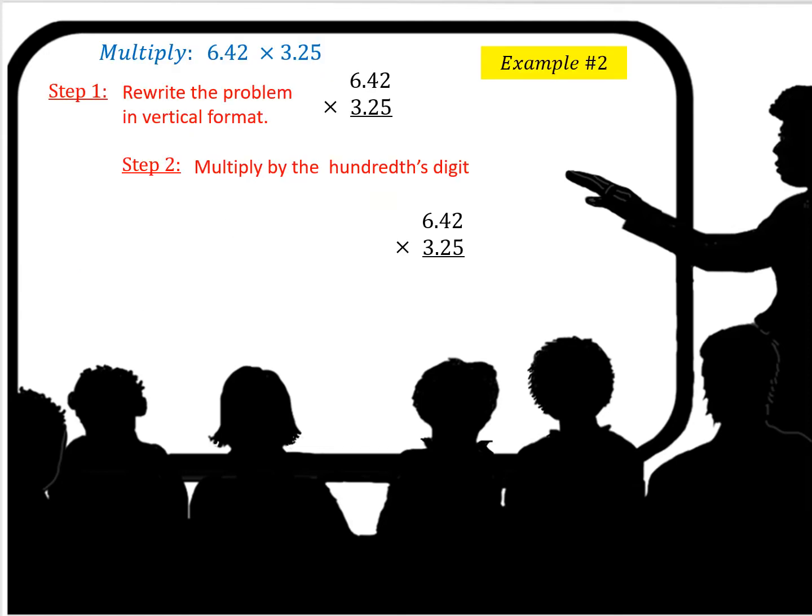All right, let's look at another example. 6.42 times 3.25. You're going to rewrite the problem in vertical format so that you can line the numbers up properly in the right columns. You're going to multiply by the hundredths digit, which is the 5. So 5 times 2 is 10. You're going to put down the 0, carry the 1. Then 5 times 4 is 20, plus the 1 is 21. So you're going to write the 1, carry the 2. And then 5 times 6 is 30, plus 2 is 32. So you're going to write the 32.